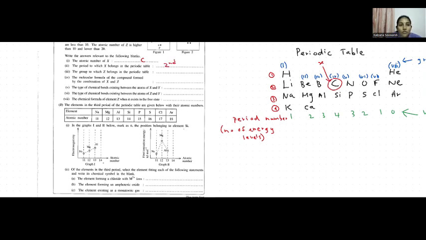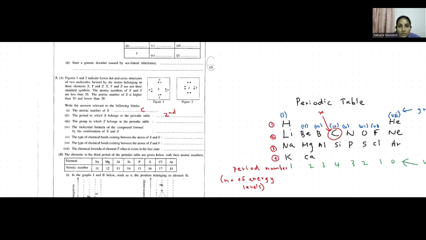The group to which Z belongs in the periodic table. Z has 1, 2, 3, 4, 5, 6, 7 valency electrons. It means Z belongs to group 7 since its atomic number is greater than 10. That is chlorine, 7th group.